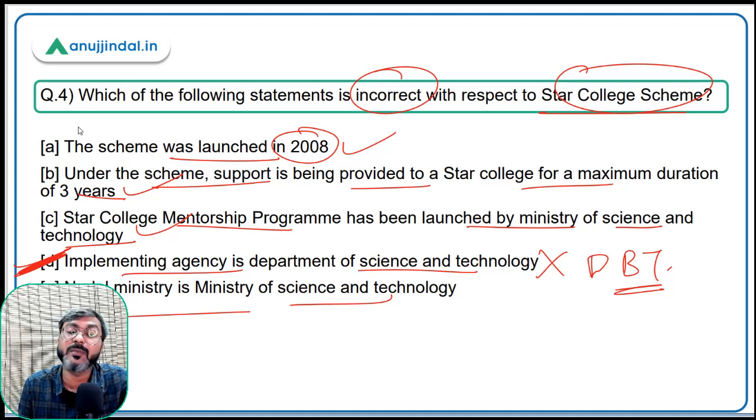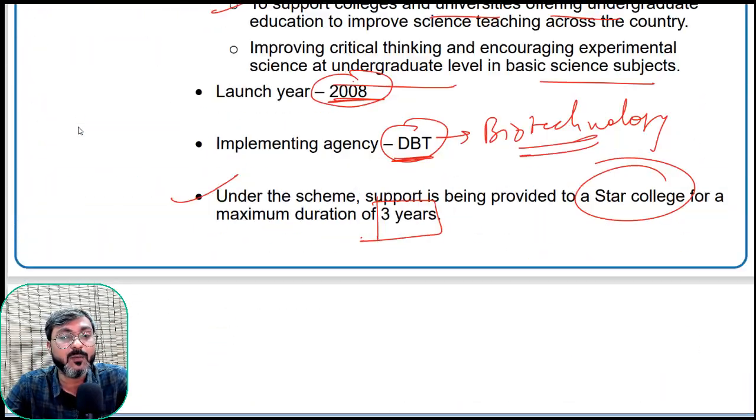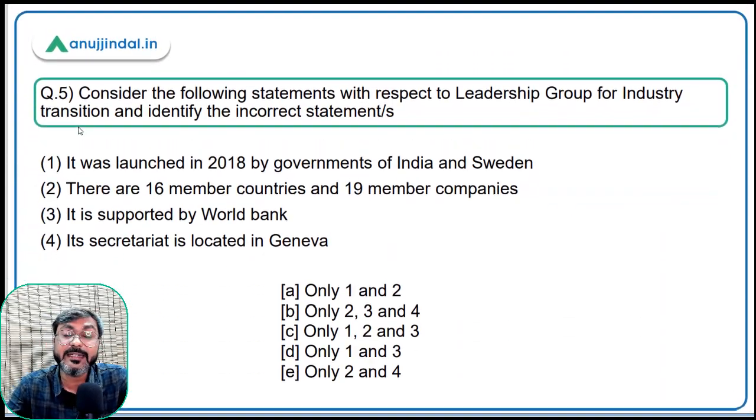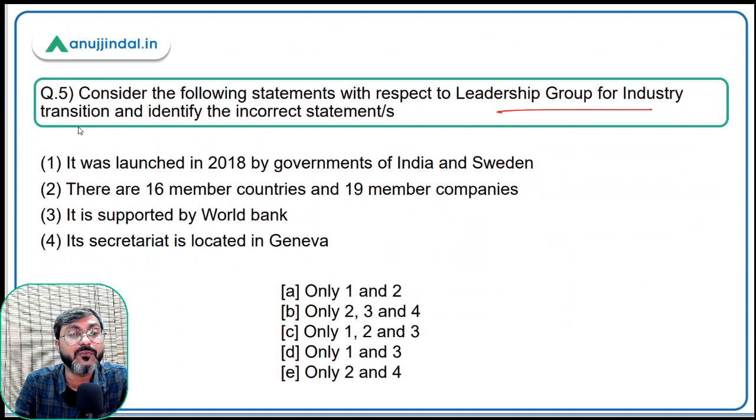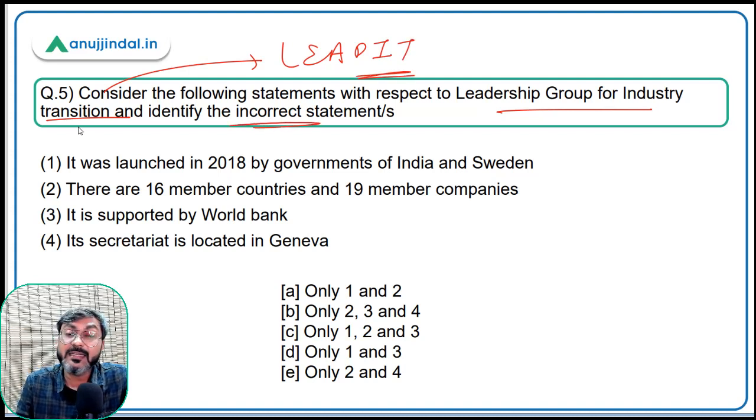And of course, the nodal ministry is the Ministry of Science and Technology. So option D is the correct answer. Moving ahead to question number 5. Consider the following statements with respect to the Leadership Group for Industry Transition, which in short is LEADIT. You have to identify the incorrect statement.